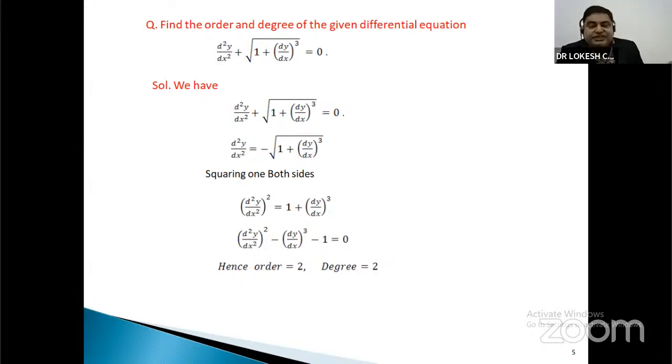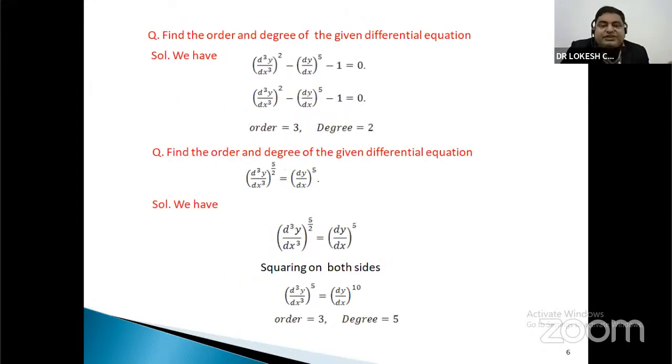But the condition is that our equation must be free from radical signs. Radical signs means there should not be any term with power like 1 by 3 or 3 by 2. So for degree, we first make the equation free from those radical terms. Now we check the order and degree of some other differential equations.